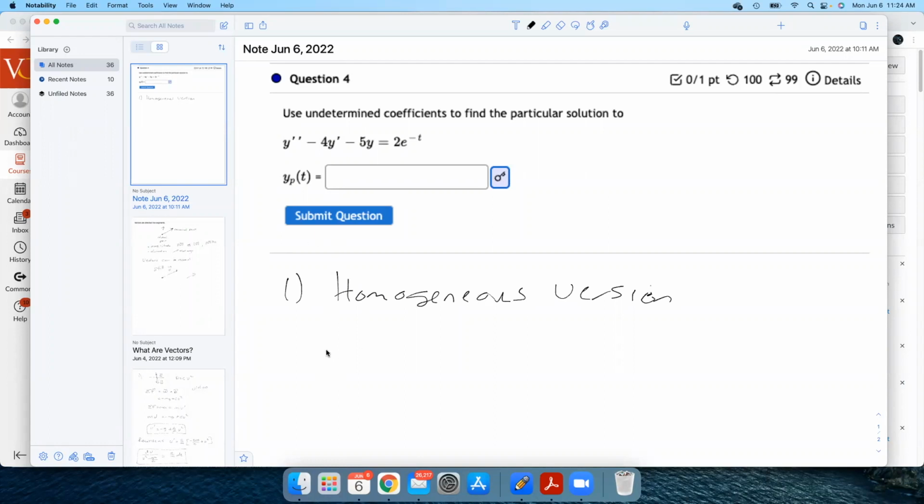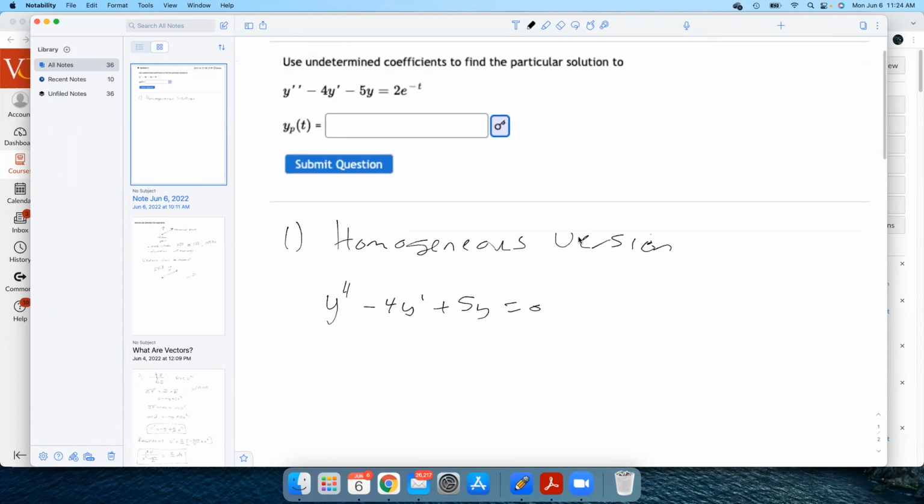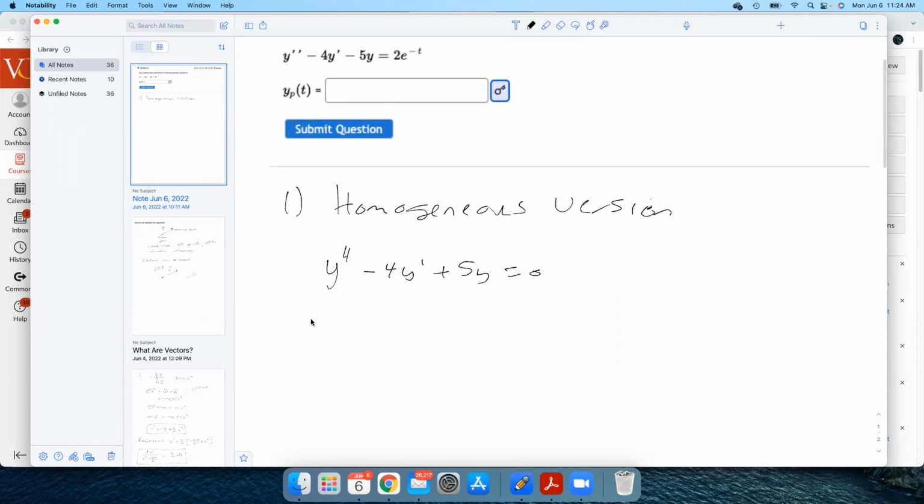So we solve the homogeneous version, y double prime minus 4y prime plus 5y equals 0. We should be at the point now that we can jump straight to the characteristic polynomial. We assume y equals e to the lambda t. We'll use t. Yeah, they're using t. So if we plug all that in here, we're going to get our characteristic polynomial that looks like this.